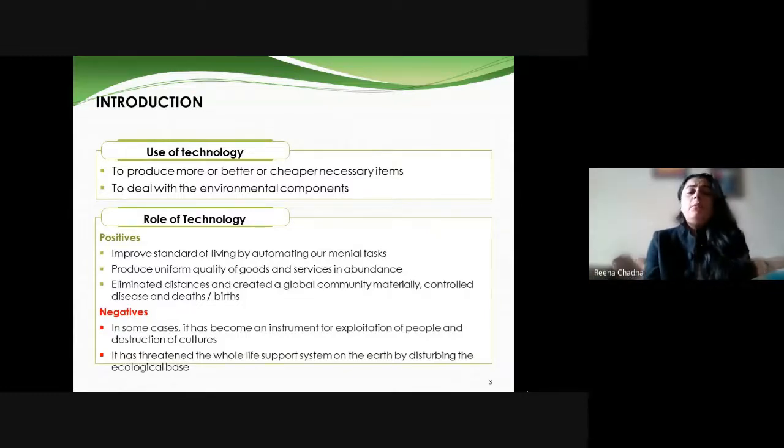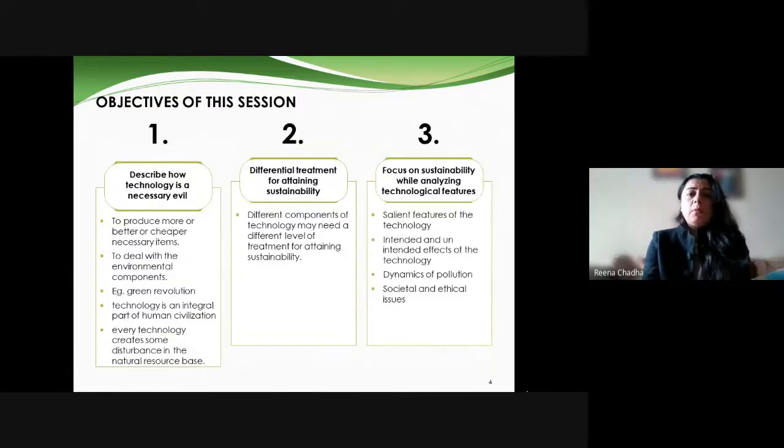So it is not because of a product or because of a technology, it is because of the way we manage that technology and the way we utilize that technology. If we are going to over exploit any kind of technology, it is going to make a menace for the environment. So objectives of this session, I think, are very clear to you now. So first we'll describe how technology is a necessary evil. I have already given you an example of plastic.